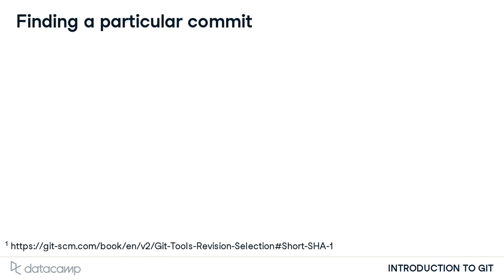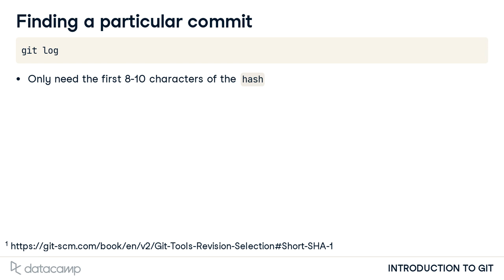Suppose we have observed issues since a particular date. We need to see what changed in a specific commit on that day. We run git log and note the commit hash of interest. Generally, the first 8 to 10 characters of the hash are enough to be unique, so this is all we need. We can then use the git show command with a particular commit hash.